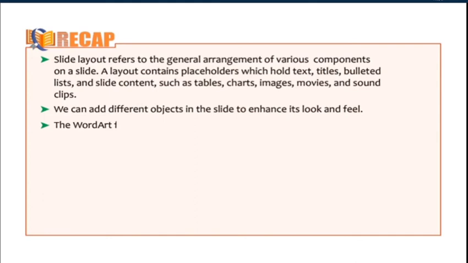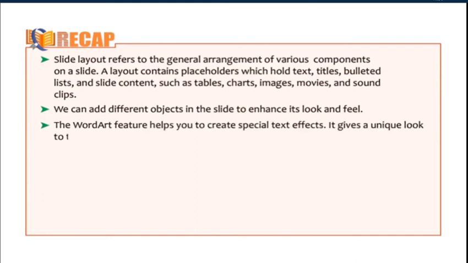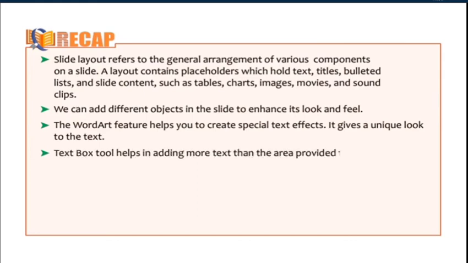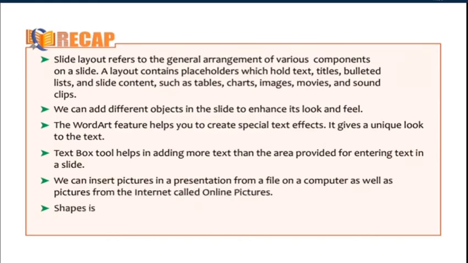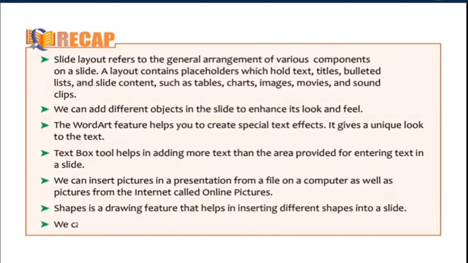The word art feature helps you to create special text effects. It gives a unique look to the text. Text box tool helps in adding more text than the area provided for entering text in a slide. We can insert pictures in a presentation from a file on a computer as well as pictures from the internet called online pictures. Shapes is a drawing feature that helps in inserting different shapes into a slide. We can rotate and resize any object in a presentation.